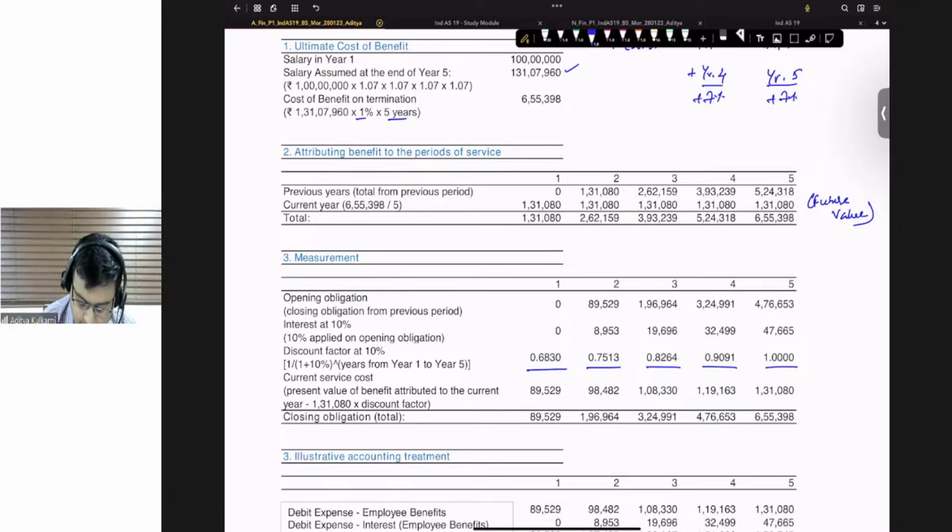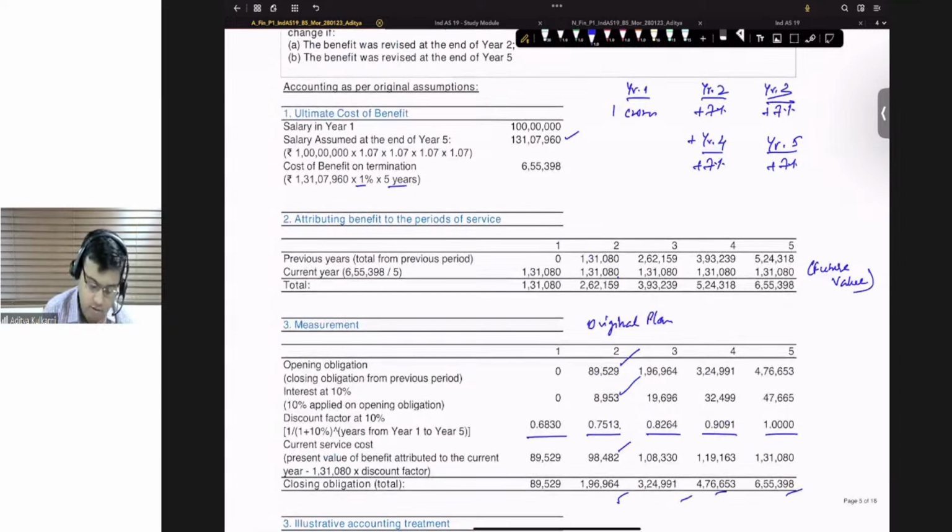89,529. That becomes your opening obligation. Unwind the discount. Then 131 into 0.7513, 98,482. Add this and so on and so forth. The obligation will be built up to 6,55,398. So this is the original plan. No change. This is the original plan.